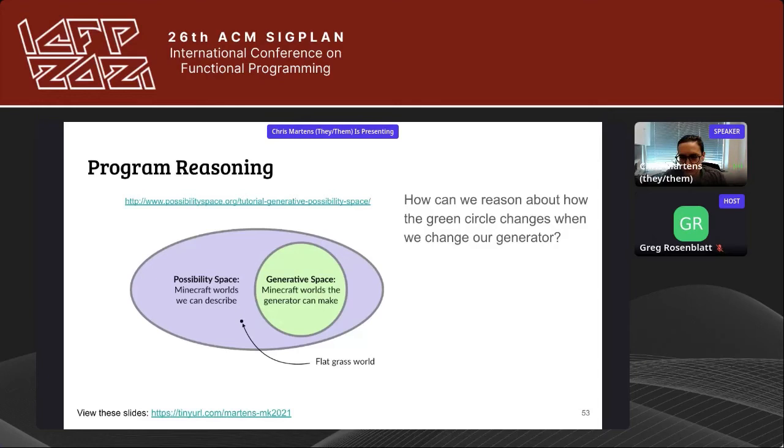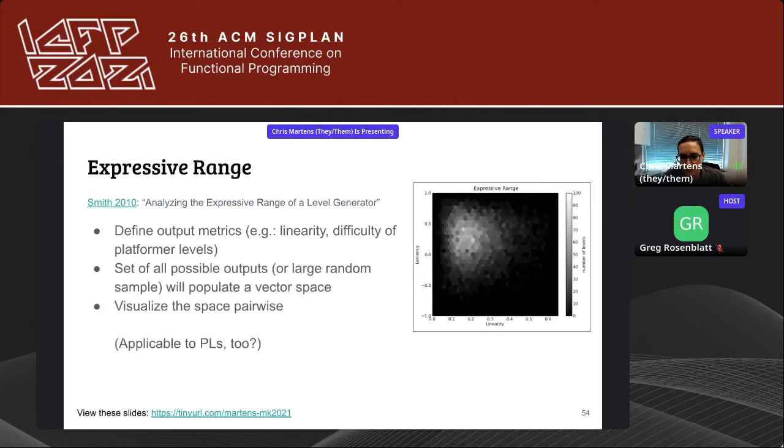And so one way of doing this is through something called expressive range, which was introduced by Gillian Smith in 2010 in the context of a platformer level generator, where the basic idea is you define a set of output metrics. In this example, it was the linearity of the level and the difficulty of the level. And then you can group all of the possible outputs that your generator can make in terms of those things and map them onto a two-dimensional or perhaps, I suppose, n-dimensional histogram or heat map, kind of showing where your examples tend to cluster. And then visualize that probably as a 2D space by taking those output metrics pairwise and showing it in a diagram like the one on the right here.